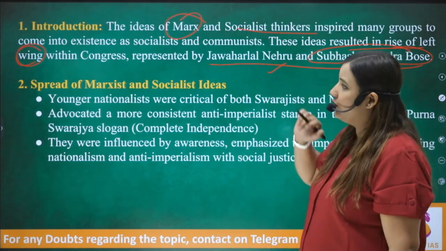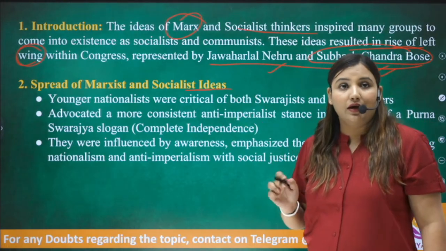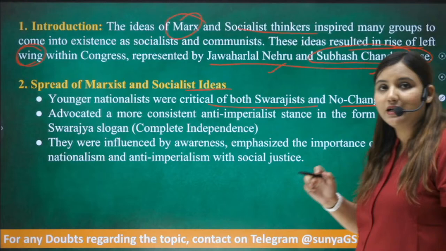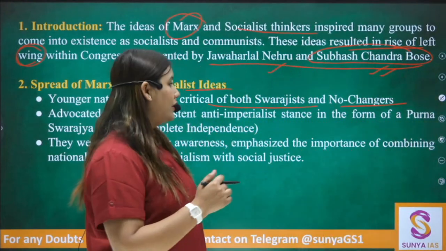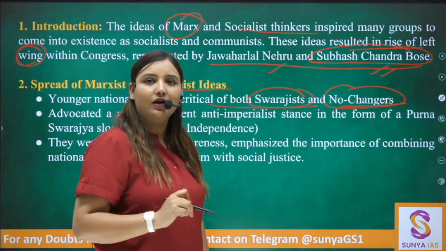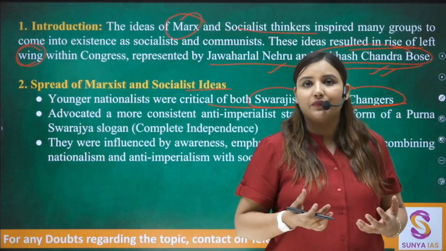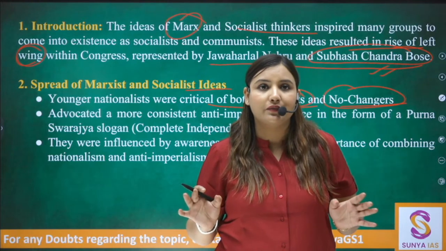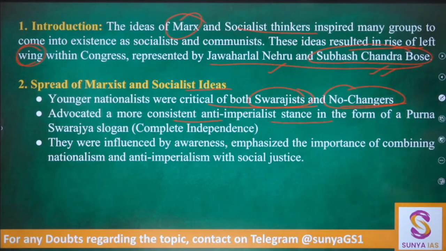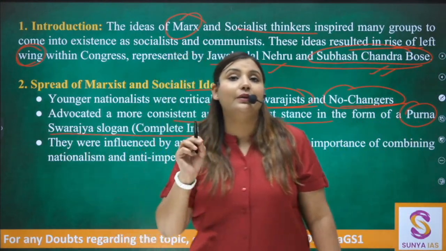So, at that time, what happened? A lot of Marxist and socialistic ideas were in trend. And younger nationalists were critical of both Swarajists and No Changers. They said, Swarajists just joined the politics and now they are working with the government. And No Changers are stuck with the constructive work only. Is there any way to achieve independence like this? This is not going towards independence. So they advocated a more consistent and anti-imperialist stance in the form of a Purna Swaraj slogan, complete independence.